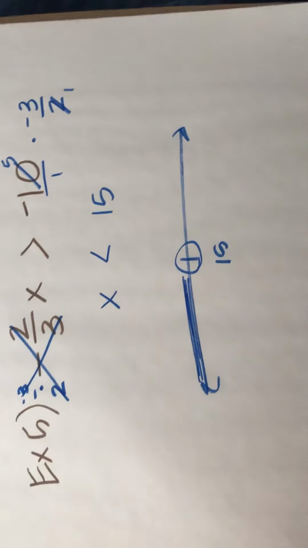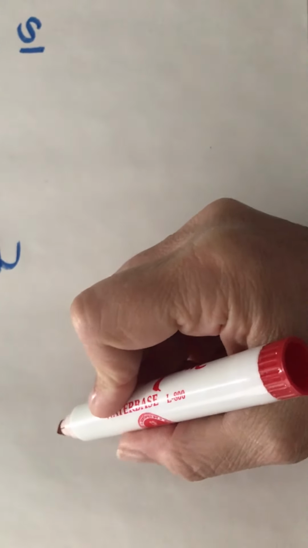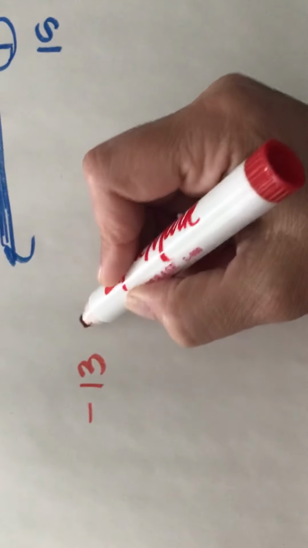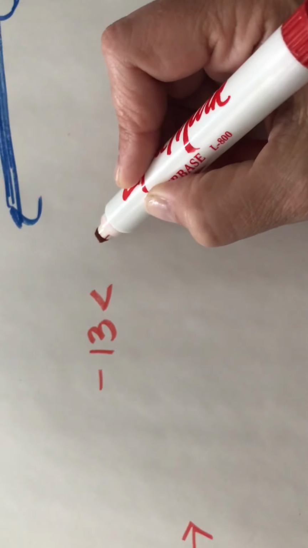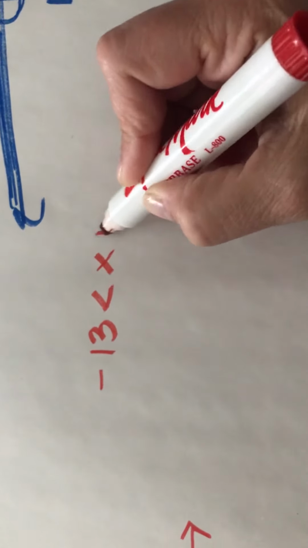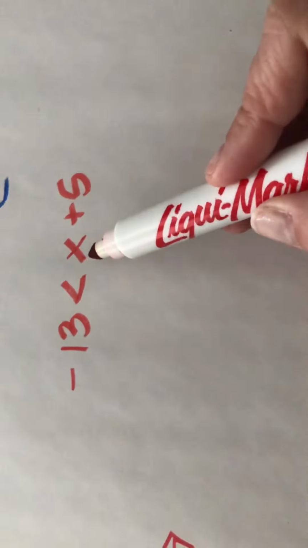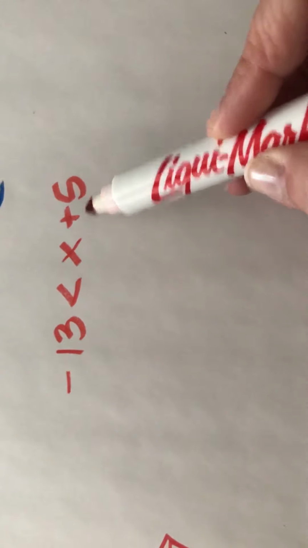All right. Let me show you one more example of some problems that you're going to run into. So like if you have negative 13 is less than x plus 5. A smart thing to do would be to rewrite this to where you would have x plus 5 is greater than negative 13. So again, rewrite it as x plus 5 is greater than negative 13. You write in the opposite direction. Or if you don't, you can solve it the normal way.